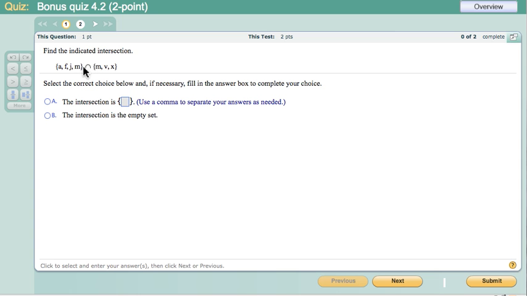Now, here is intersection. And so we're looking to discriminate. And we only want those elements that are common to both sets. And there's only one. M is here and M is here. So this is not the empty set. They do have something in common. And the question is, what is it? It's the single element M. So that is the answer to this first one. And let's get on to the second one.